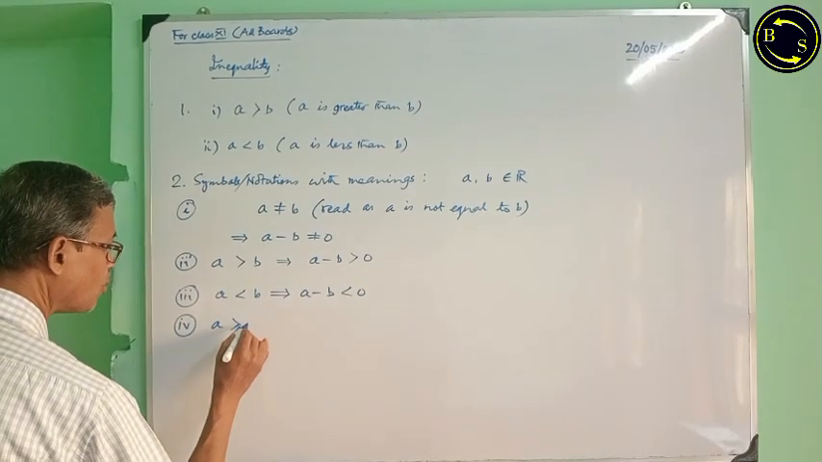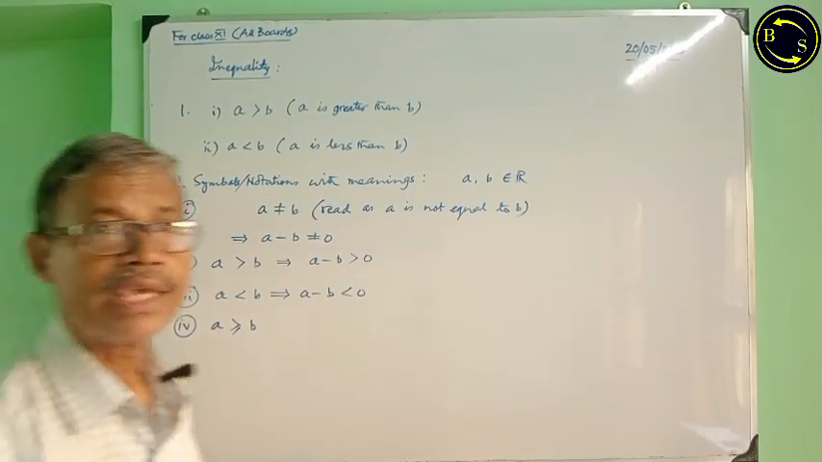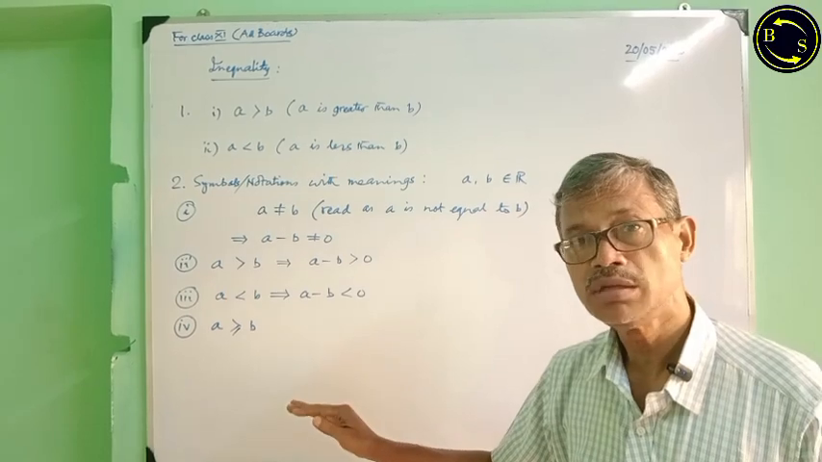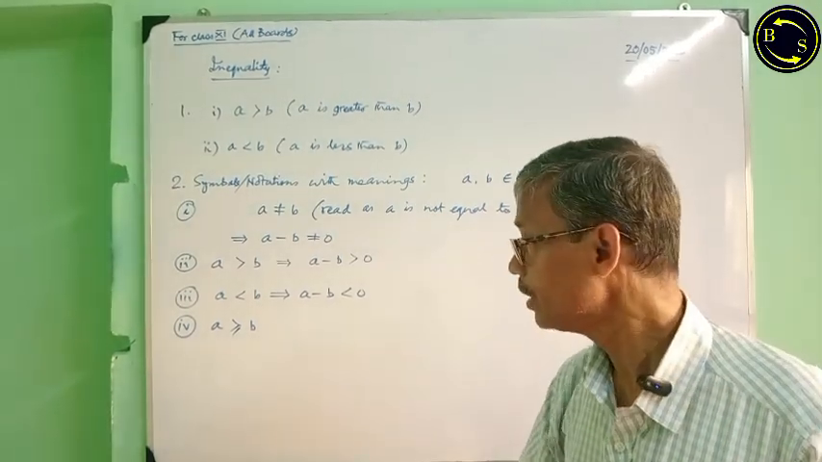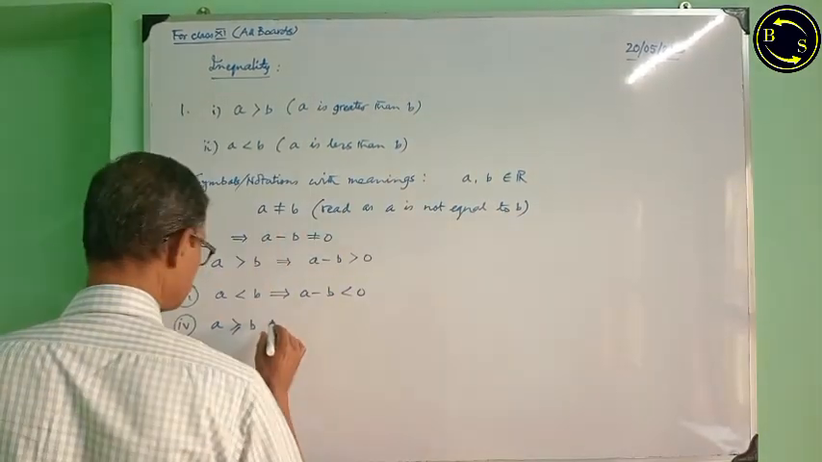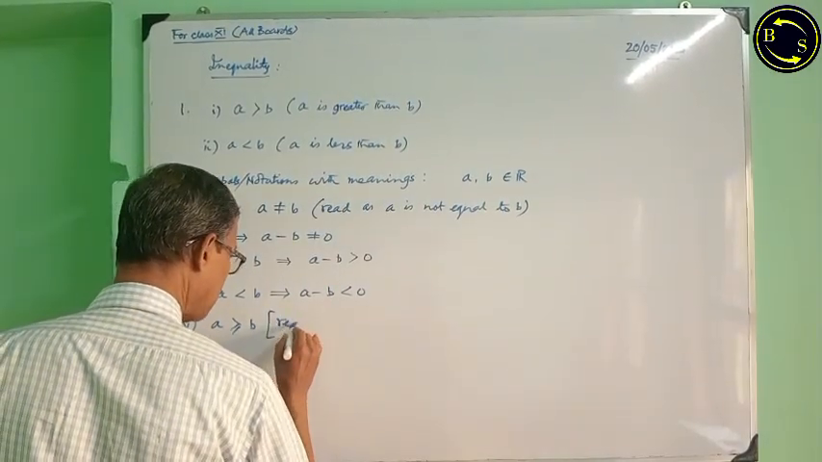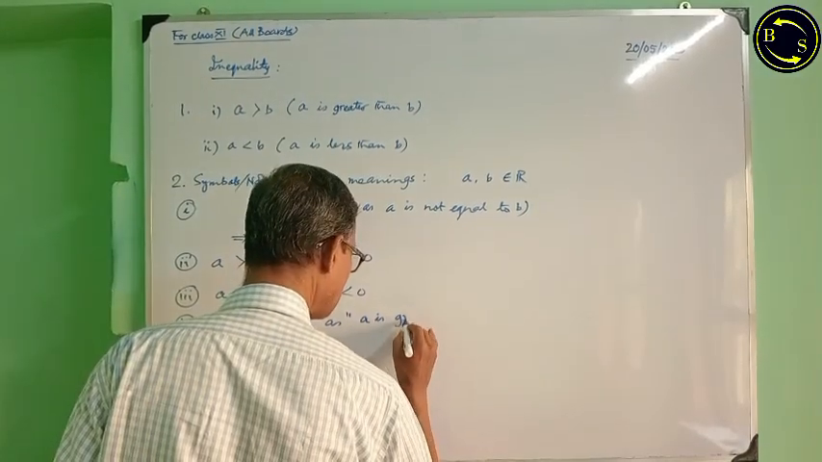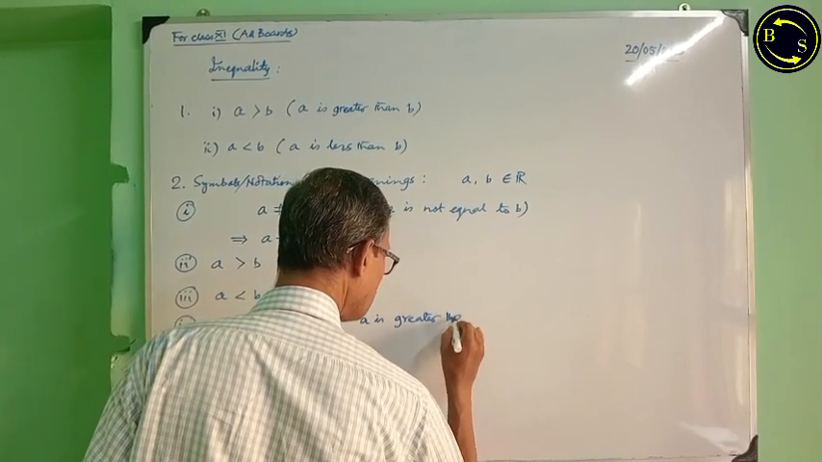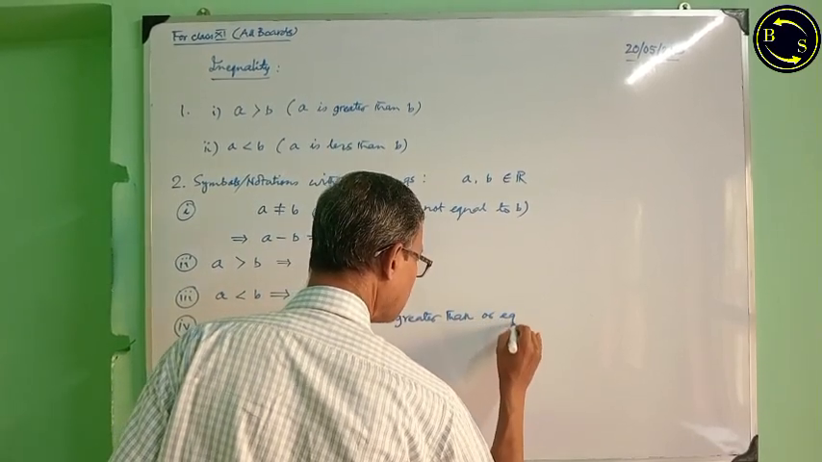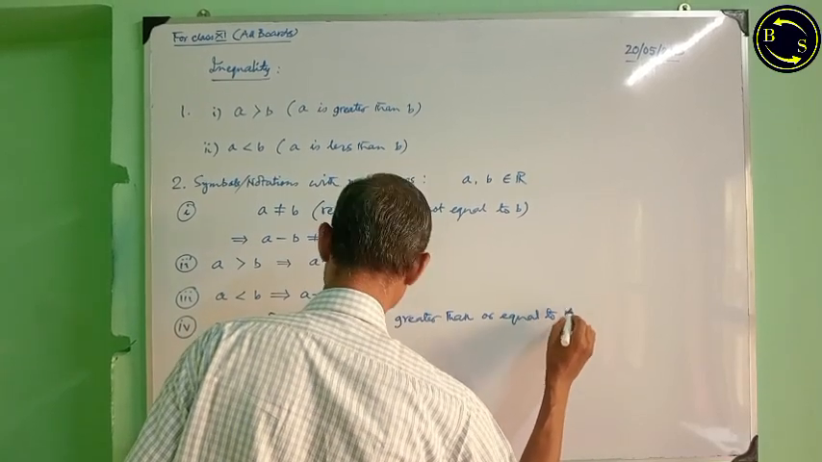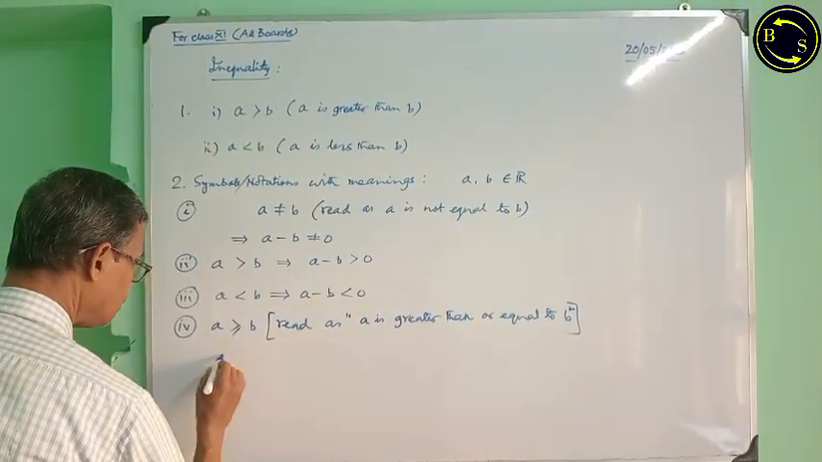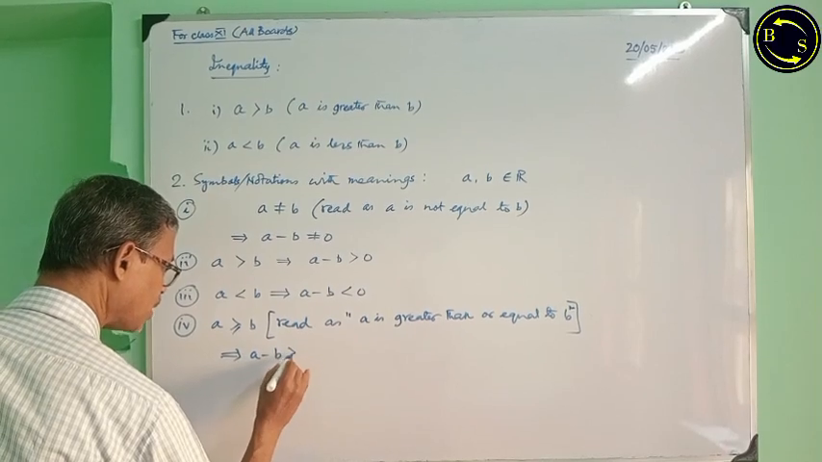A greater than or equal to B. In this case, A and B are so related that the values of A and B may be equal, otherwise A is greater than B. That is expressed by this symbol, read as A is greater than or equal to B. The meaning is A minus B greater than or equal to 0.